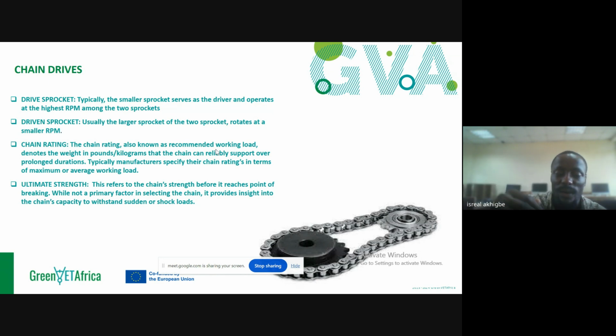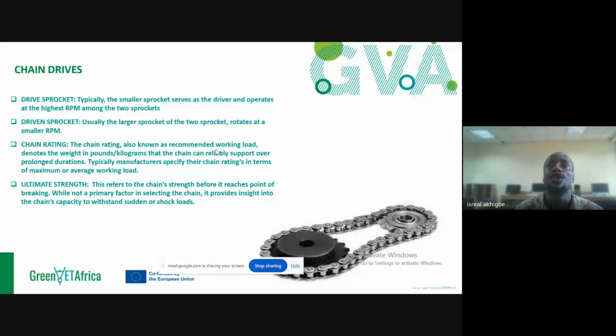So getting to that point where the chain would break is called what? The ultimate strength. While this ultimate strength is not a primary factor in selecting the chain, it gives us a clue into what? The chain's capacity to withstand sudden or shock loads. And what happens once they are shock loaded?